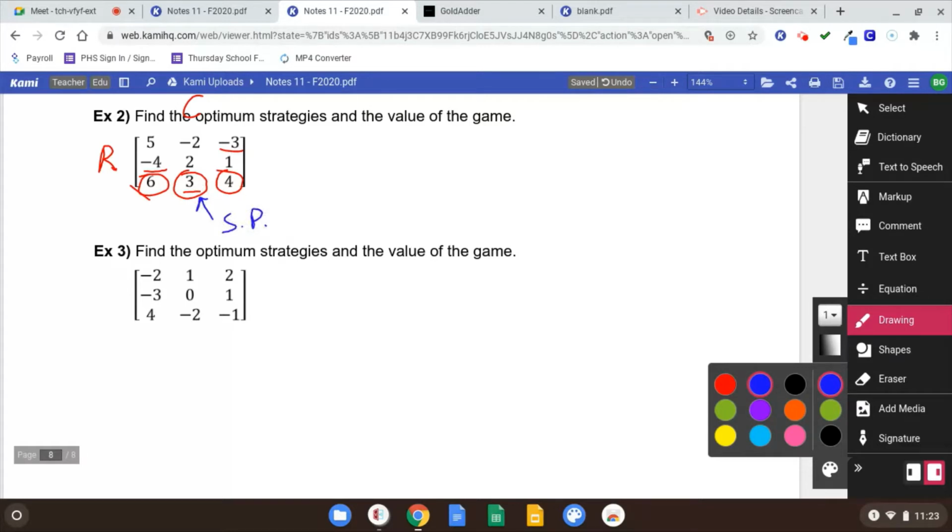That means this game is strictly determined. It's the easiest possible case. I know everything that's going to happen. The value of the game equals 3. That means the row player is going to win, right?